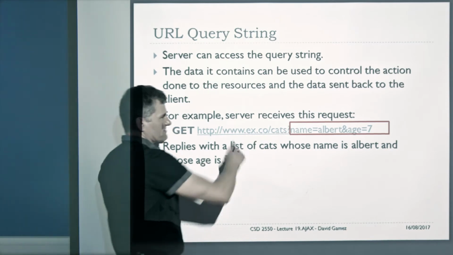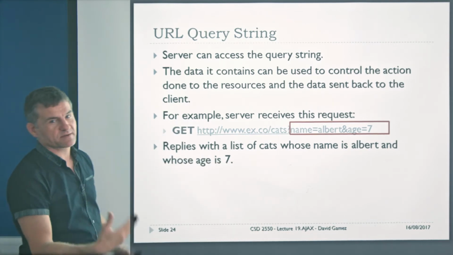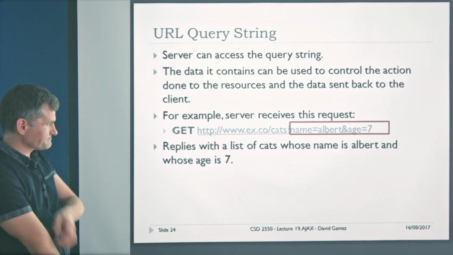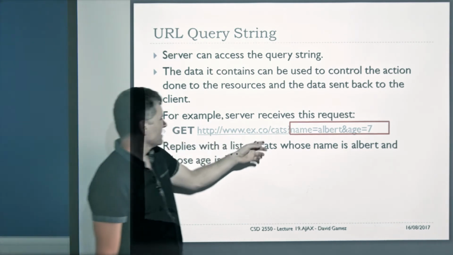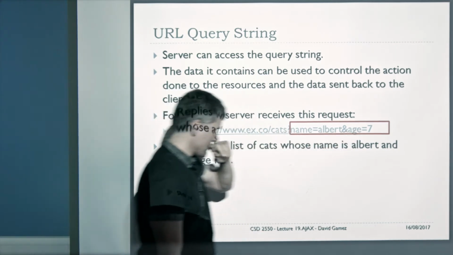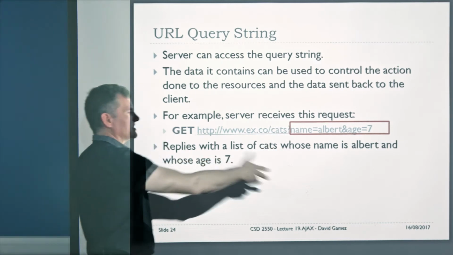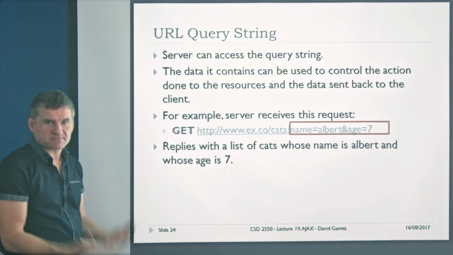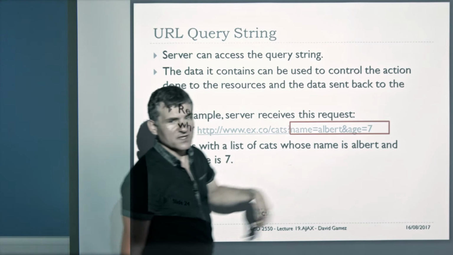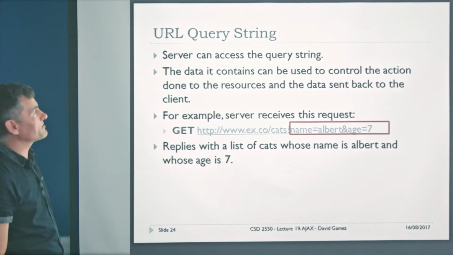Now on the server side, we can use this query string, and our PHP scripts can access that query string and use it to control the response that's sent back to the user. So if the server receives this request, HTTP, blah, blah, blah, name equals Albert, age equals 7, this is a GET request. So it can reply with a list of cats whose name is Albert and whose age is 7. Nice and easy. And if I had name is George and age is 13, it could reply with a list of cats whose name is George and whose age is 13. Let's suppose it's a big and comprehensive cat database.